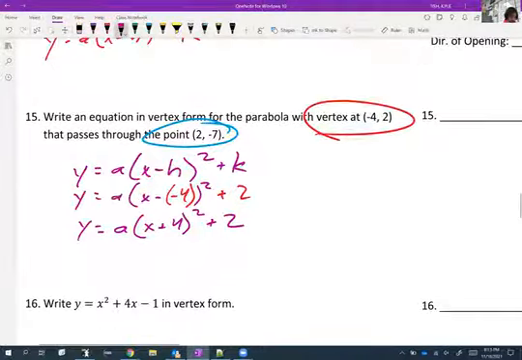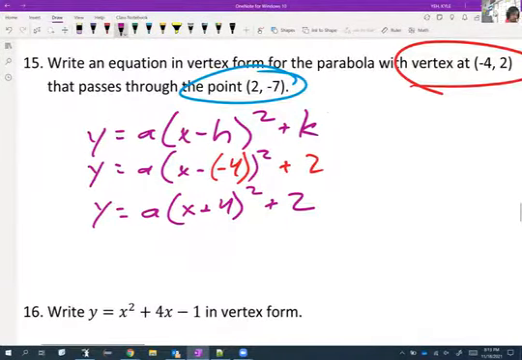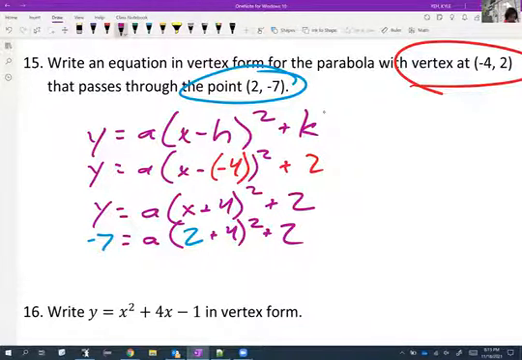And then to solve for a, we're going to plug in the other point. Negative 7 equals a. Sorry, I'm going to color code this. Negative 7 for the y, 2 for the x. I'll put those in blue. Negative 7 equals a times 2 plus 4 squared plus 2. Subtract the 2 over, we get negative 9 equals a times 2 plus 4 is 6 squared, 36. Divide by 36 on both sides, and I think we're going to get negative 1/4 for a.